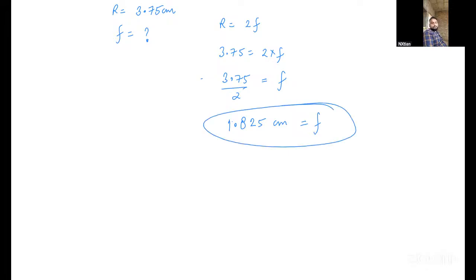There is the answer. A point will also come, no? Like a decimal point is there. Correct.